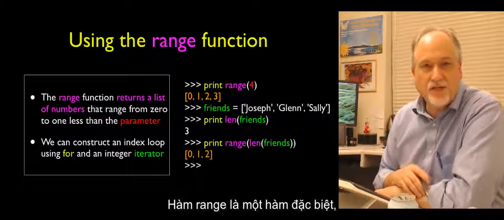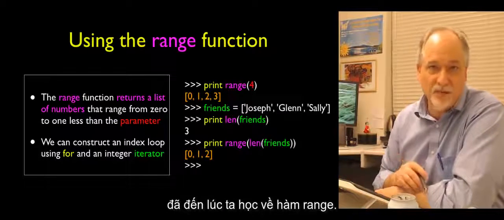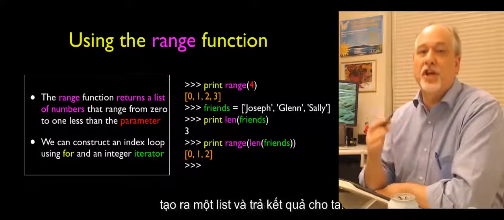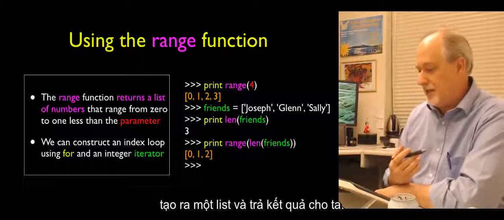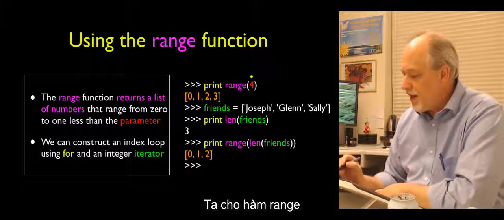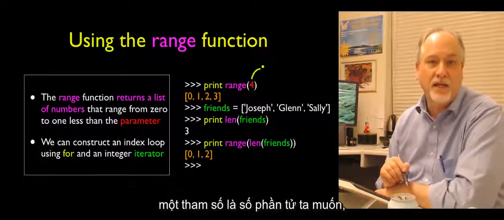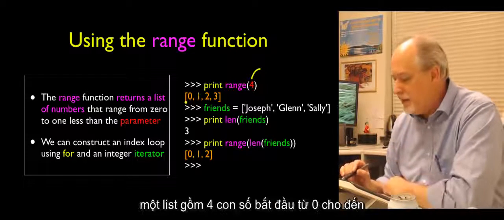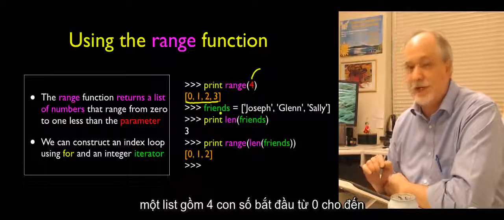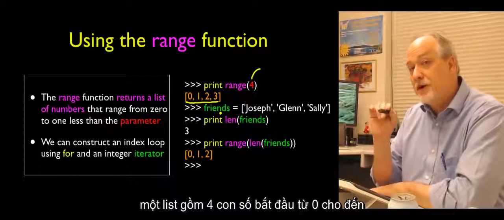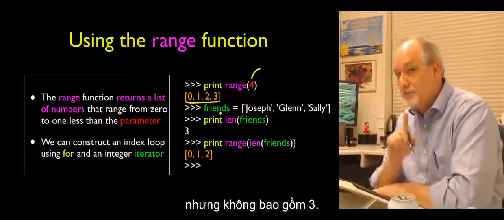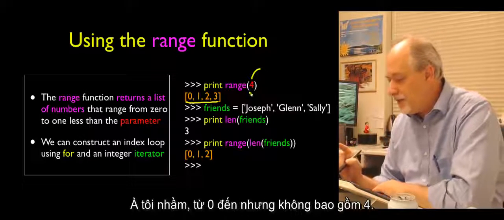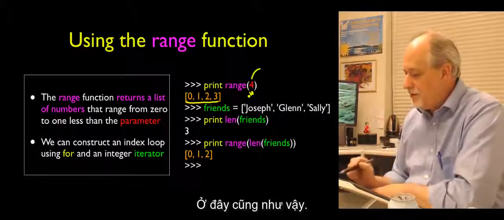So the range function is a special function. It's probably about time to talk about the range function. The range function is a function that generates a list, that produces a list and gives it back to us. And so you give the range function a parameter, how many items you want, and the range function creates and gives us back a list that is four numbers starting at 0, which is 0 up to but not including 4. Sound familiar? And so the same thing is true here.